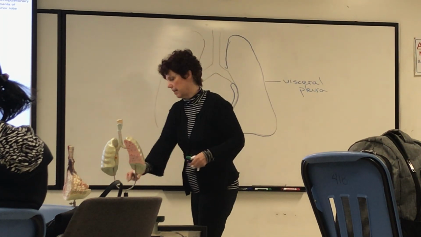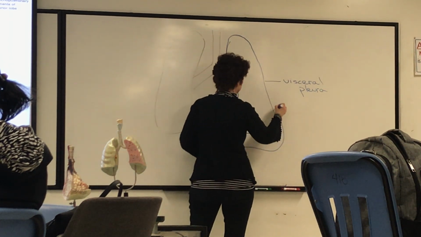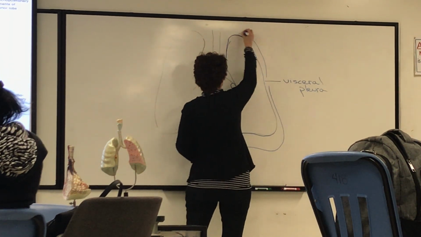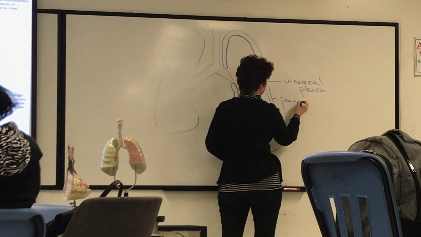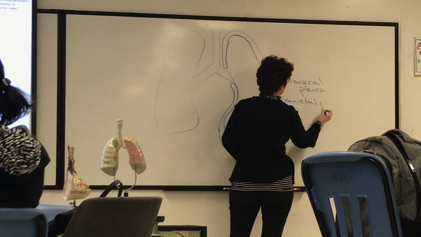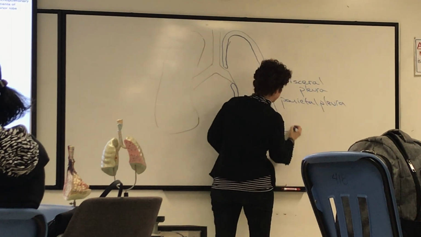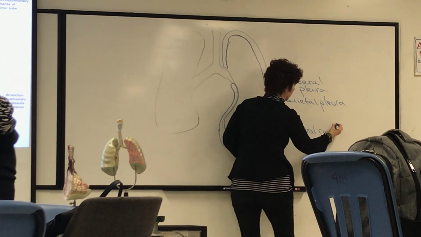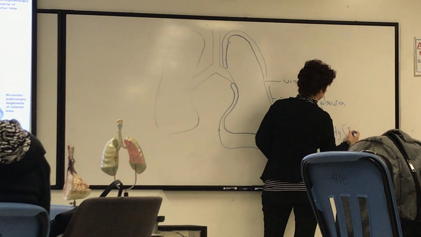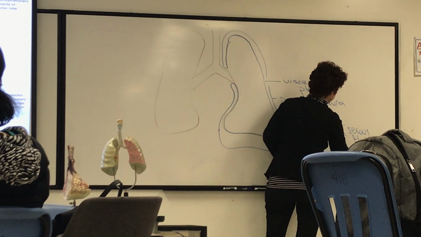I'll bring it down a little bit down here. And this would be the parietal pleura. And the only thing we find in the pleural cavity is serous fluid. The lungs are not in the pleural cavity, because that's a closed space.